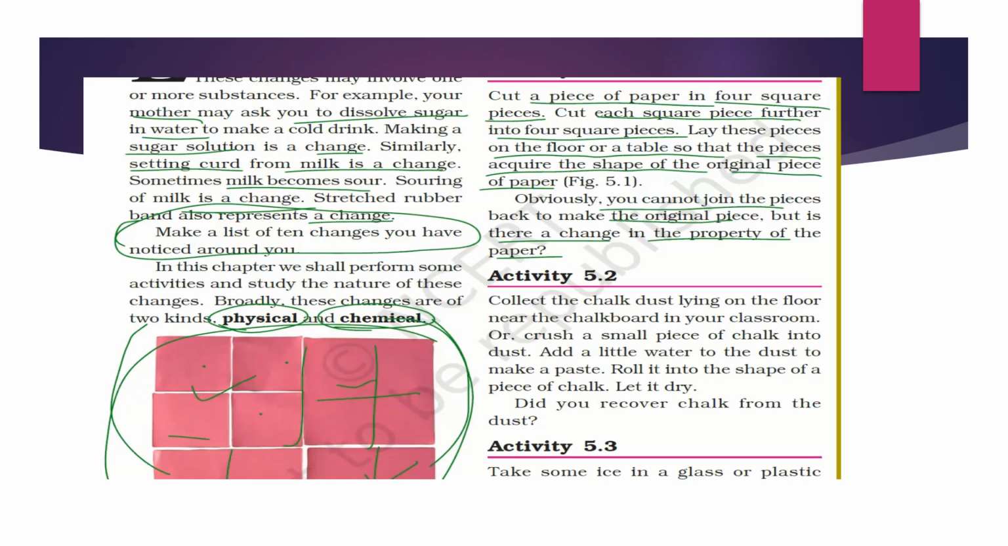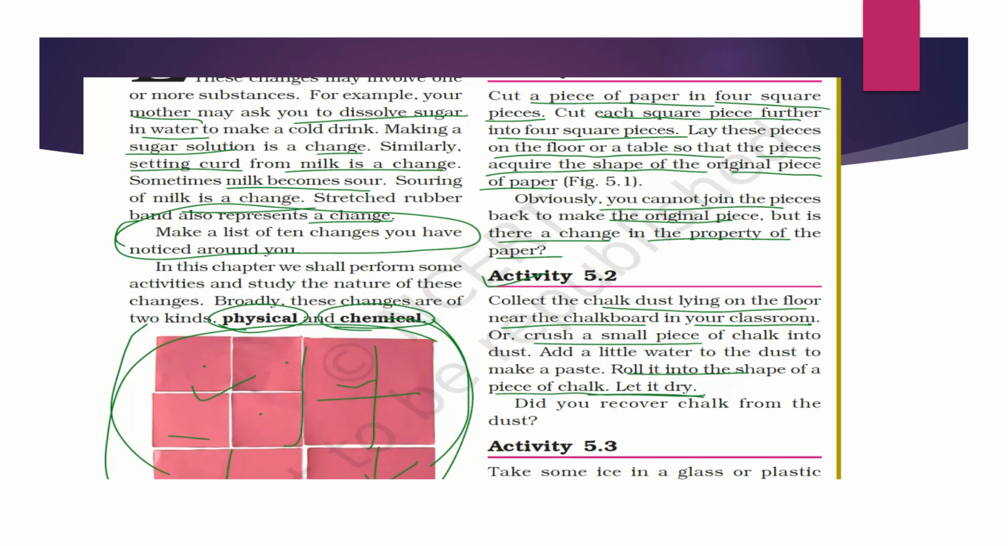Now, the second activity is to collect some chalk dust lying on the floor near the chalkboard in your classroom, or crush a small piece of chalk. In the classroom you get a huge amount of chalk dust near the board. You take that to make chalk powder, add a few drops of water, and roll it into the shape of a piece of chalk. Let it dry.